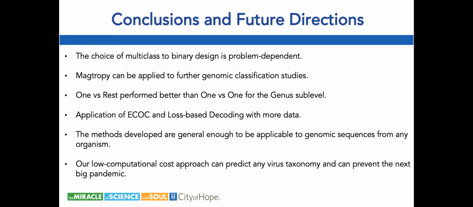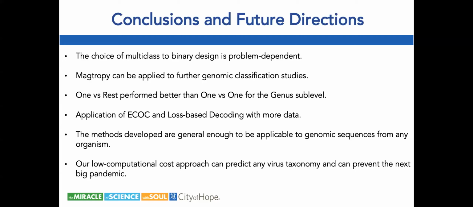And the other thing to keep in mind is that we have not used ECOC and loss-based decoding yet. And the reason for that is for these matrix-based approaches to work, we have to ensure that we have enough data. As I mentioned before, we're running very low on data. In fact, we only have 50 different sequences for each sublevel at each taxonomic level. And so that's something that we're trying to improve, where we get more examples of viral sequences at each of these sublevels. So then we can apply these techniques like ECOC and loss-based decoding.